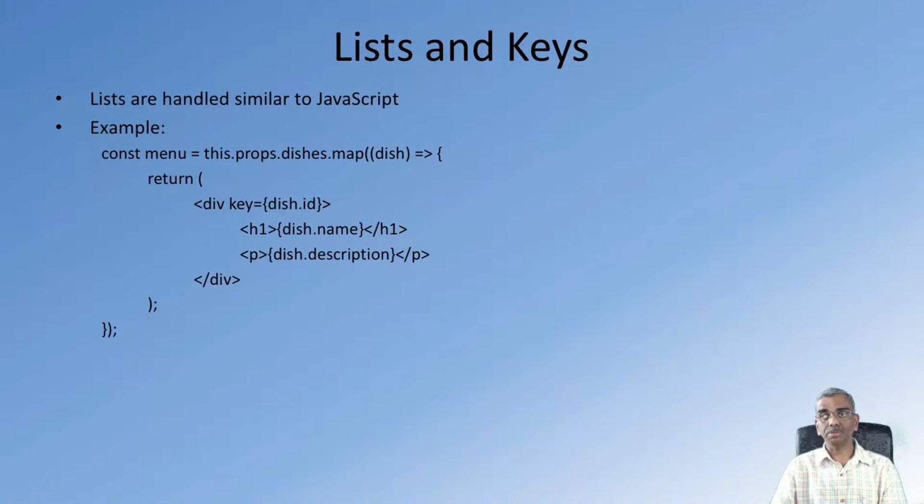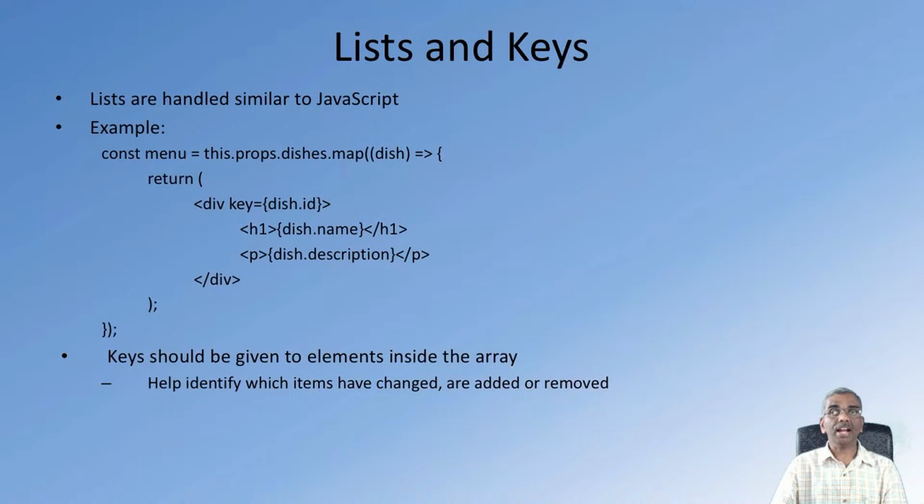When you do list items in React, for each of the items, it is important to specify the keys for each element inside an array. So as you can see in this example, I am using an outer div where I specify key is equal to dish ID. So in this case, since each dish will have its own unique ID, I'm using the dish ID as the key when I lay out the list of items there.